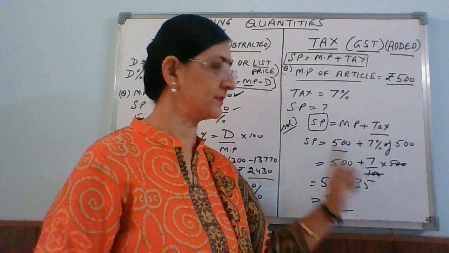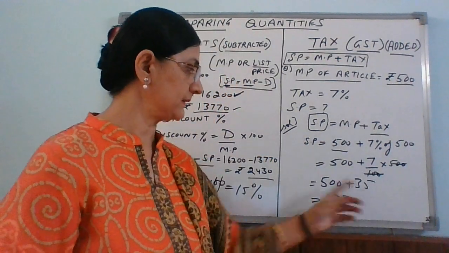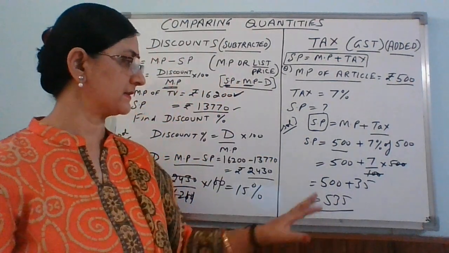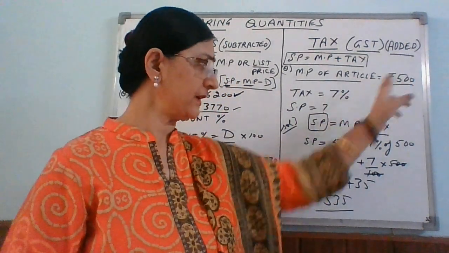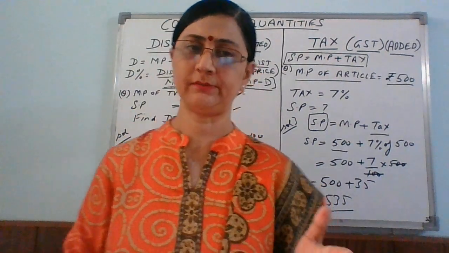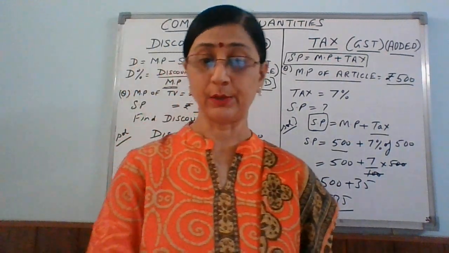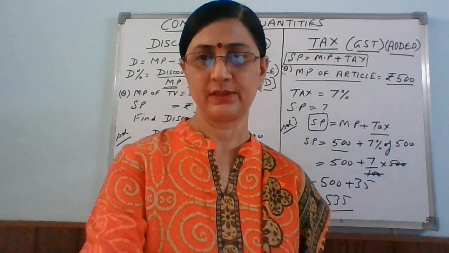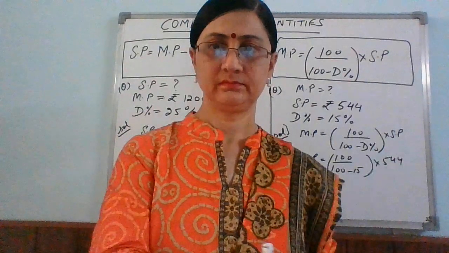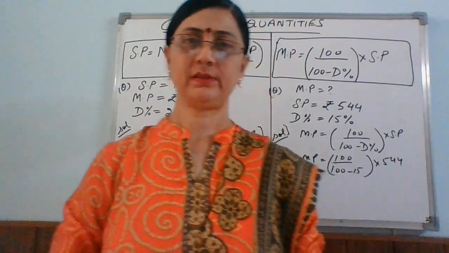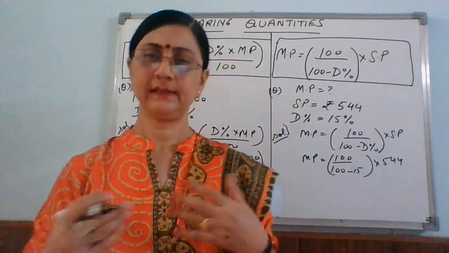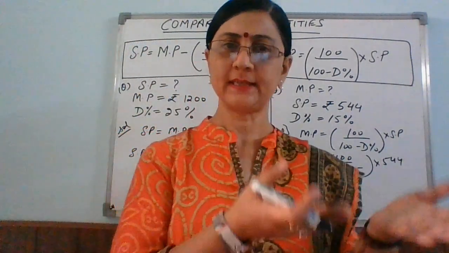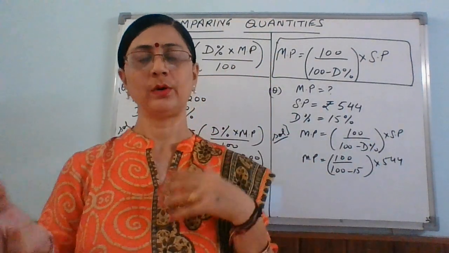In order to remove this percentage, we put 100 and here do the calculation, and this is the answer, which 500 की बजाय you have to pay 535 because tax has been added. I hope these two topics are clear now, discount and tax. Okay children? Okay children, now you know how to calculate the SP when discount is given and or tax is given.